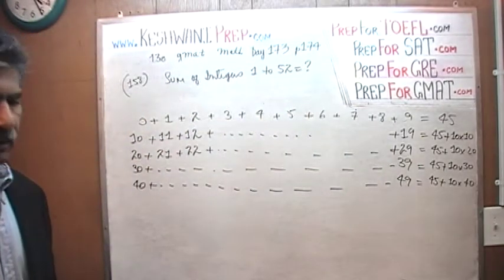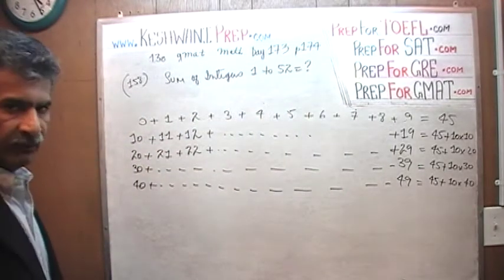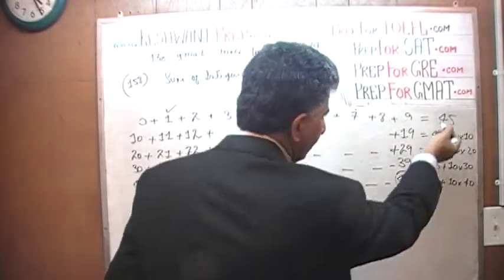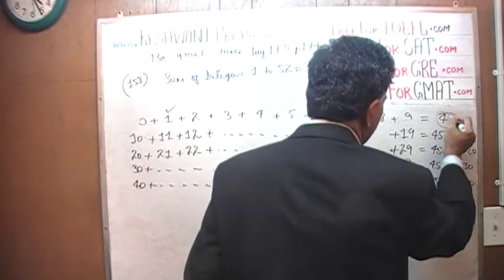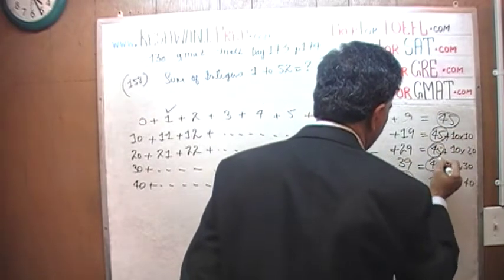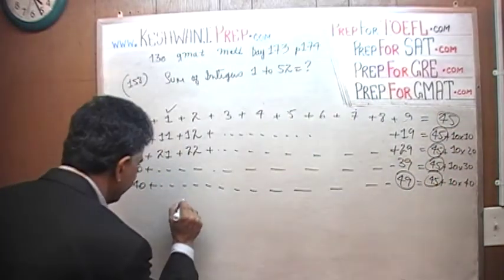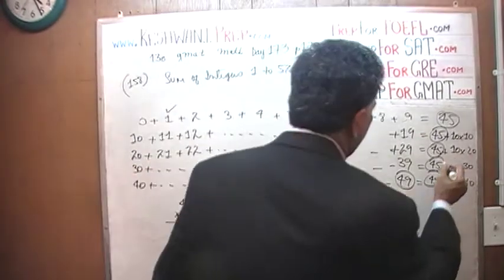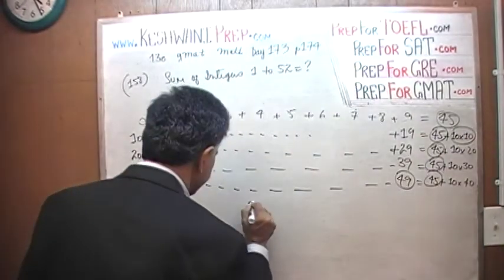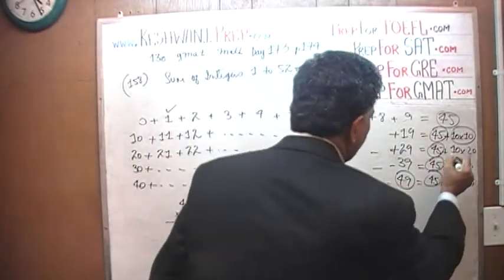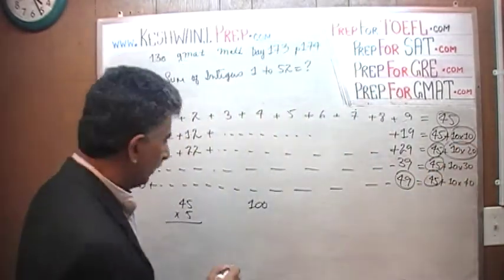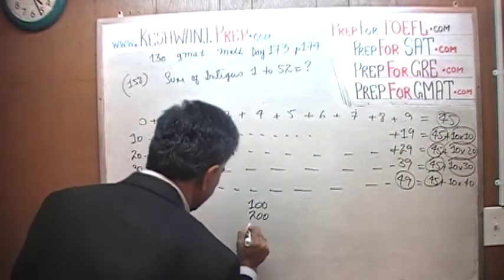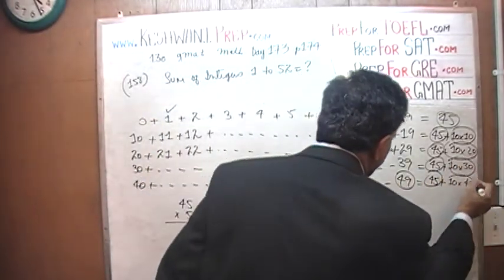Let's first find out the sum of 1 through 49. And that's going to be this part right here. We have 5 45s. And then we have 100, a 200, 10 times 20 is 200. Then we have a 300. And then we have a 400.